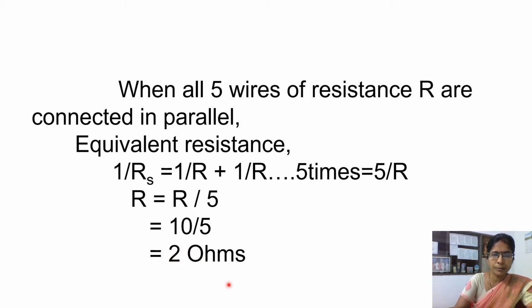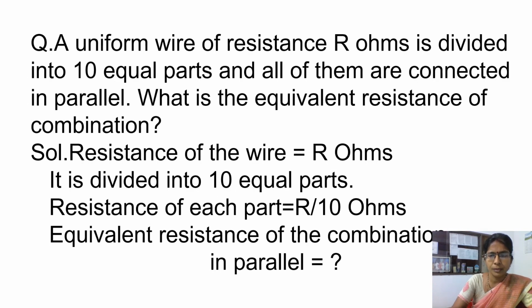Okay, are you clear? Let's move on to the next problem. The second question is: a uniform wire of resistance R ohms is divided into 10 equal parts and all of them are connected in parallel. What is the equivalent resistance of the combination? This is similar to the first one.